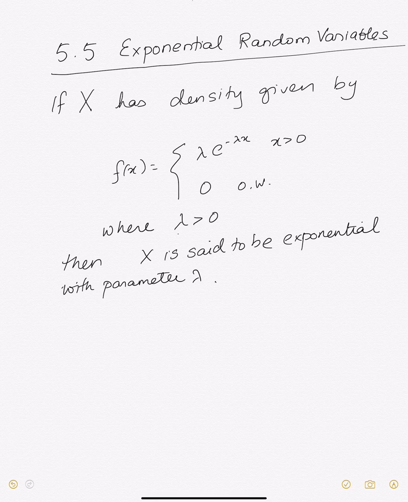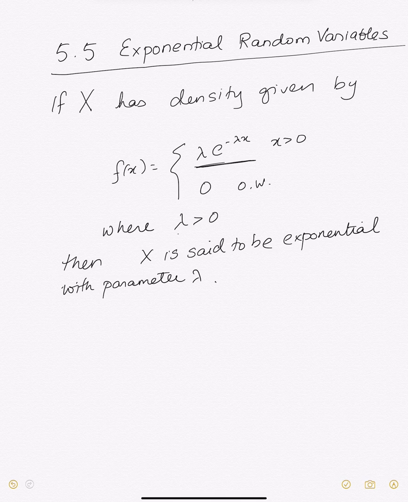If you have a random variable x that has a density which is lambda e to the minus lambda x when x is positive and 0 otherwise, with lambda bigger than 0, you do need lambda bigger than 0, otherwise this function f will be negative, and you need a probability density function to always be non-negative. So if x has this kind of density, then it is said to be an exponential random variable with parameter lambda.